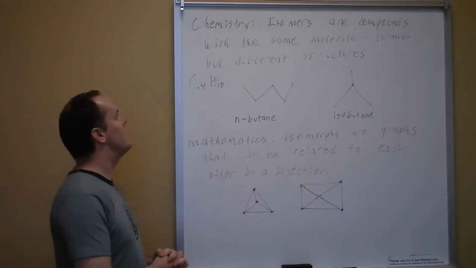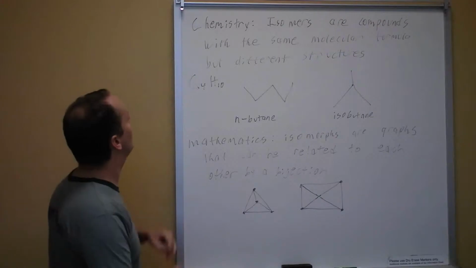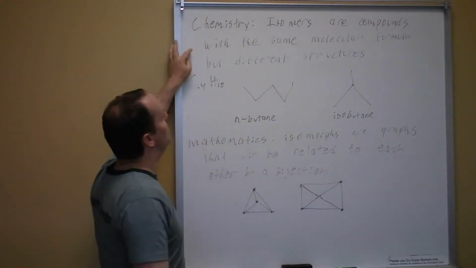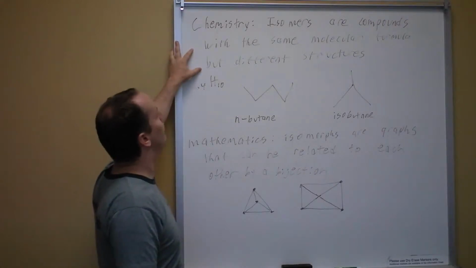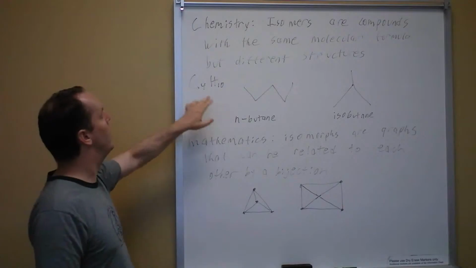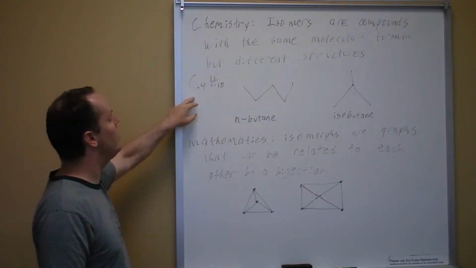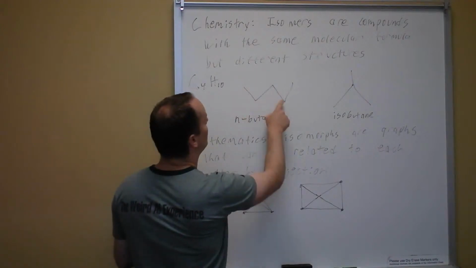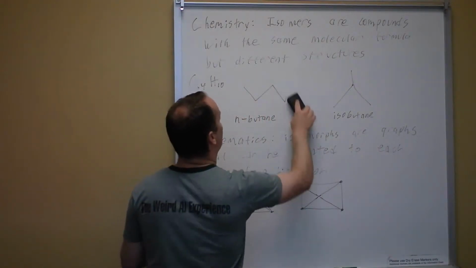Okay, so let's get started by defining a few of these big words that we're going to use. A chemist would define an isomer as compounds that have the same molecular formula but different structures. For example, here are two compounds that have the exact same formula, C4H10. Now if you haven't had organic chemistry, oops, I think I made that too big, haha.